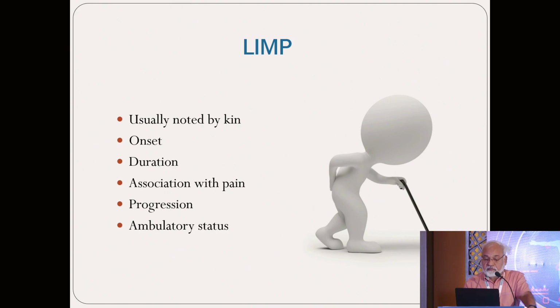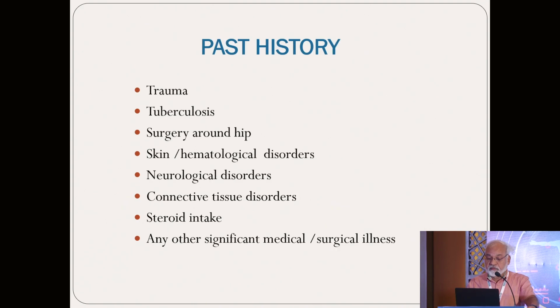Limp is another thing we have to look for during the examination, because normally the patient doesn't know that he or she is limping, but it is usually noted by the relatives, and we should also know the onset, duration, again the association with pain, progression, and the ambulatory status. Does it tire them early with the limp? It means energy consumption is much more while a person is limping, because there is no bipedal movement.